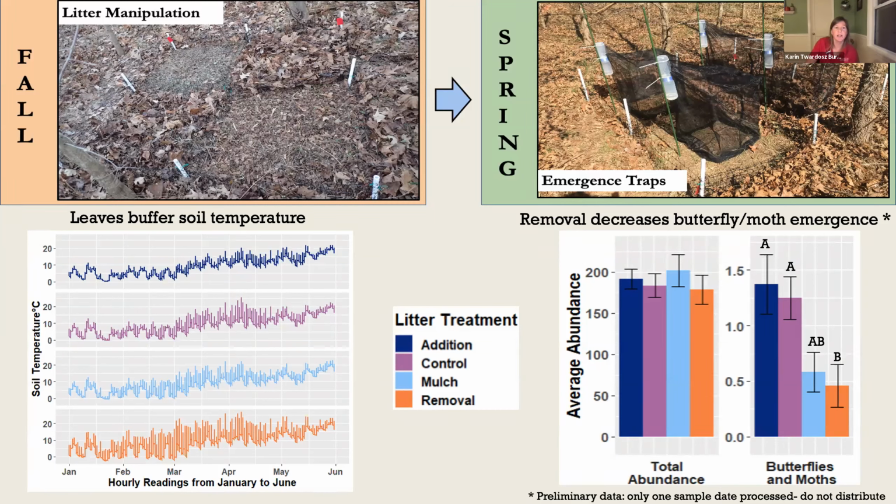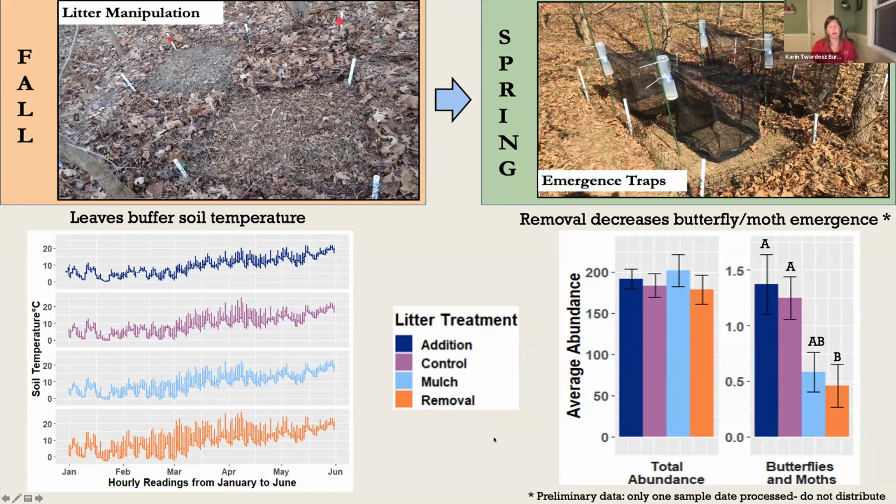And so what he's finding is essentially that the leaves are effectively buffering soil temperature. When you add leaves, which is this top blue line, you get much lower temperature modulations in the soil than when you remove litter, where you're getting extremely high fluctuations over the course of the day.